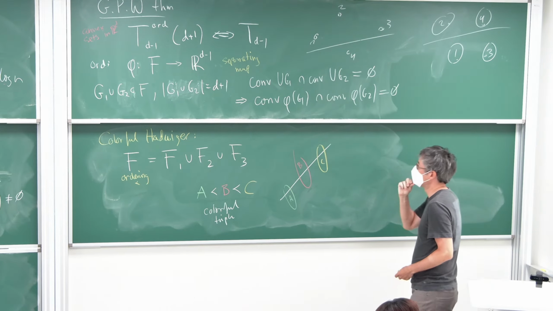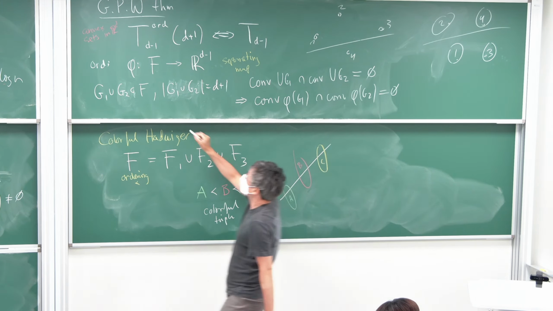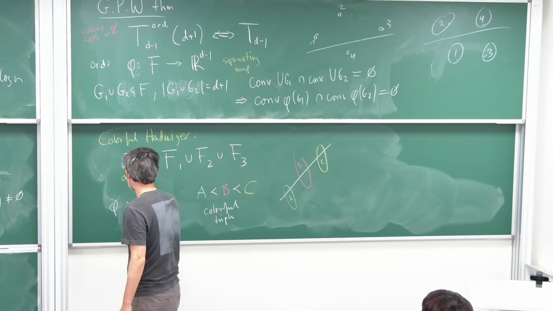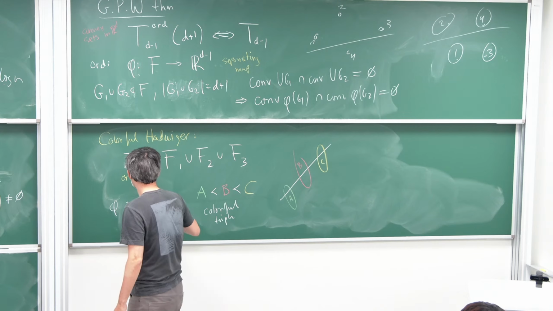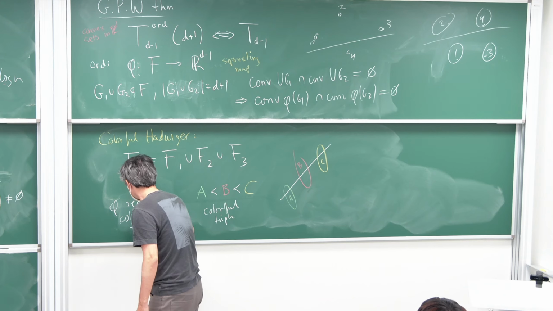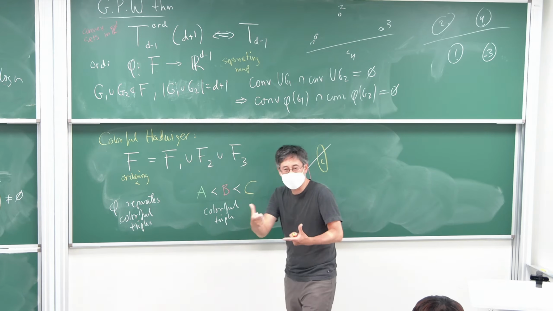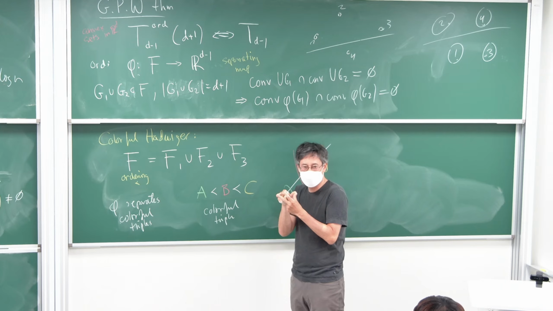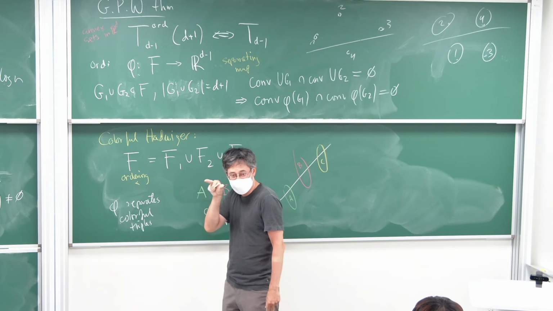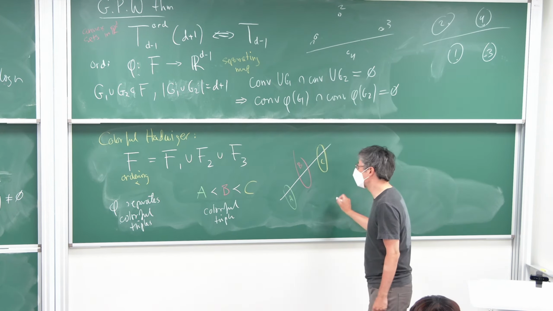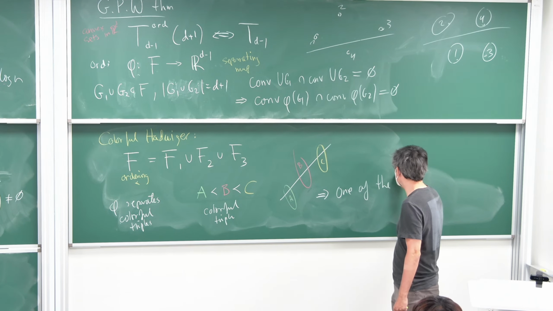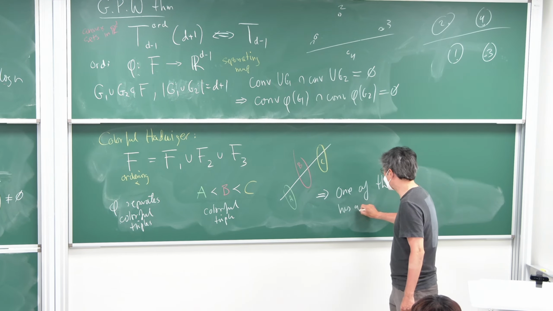Another way that you can say it is that this separation map phi separates colorful triples. So whenever you look at a colorful triple, so 3 sets of 3 distinct colors, the map phi to R1 is a separating map locally on those 3. Then the conclusion is the standard one. One of the Fi has a line transversal.